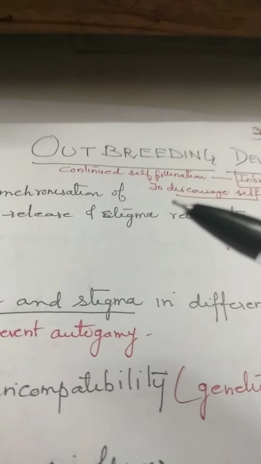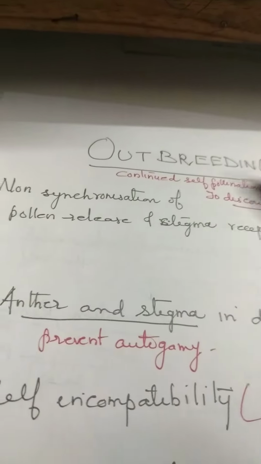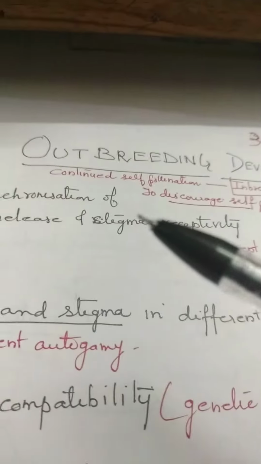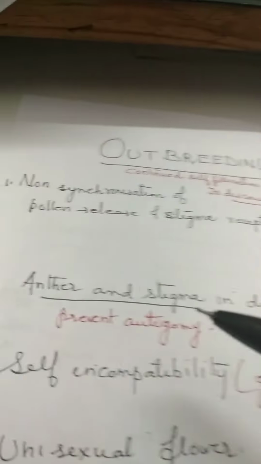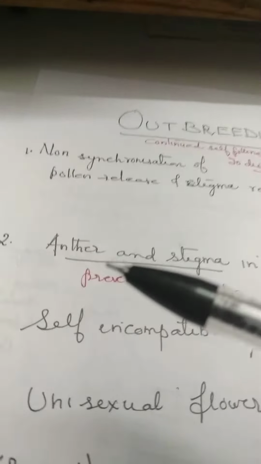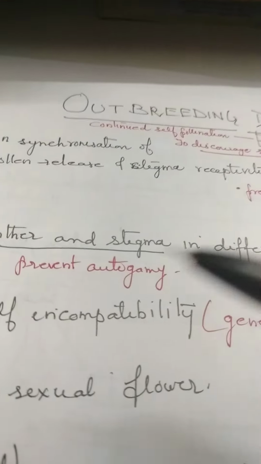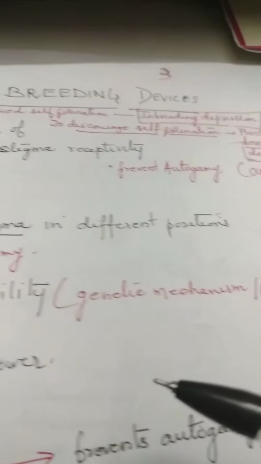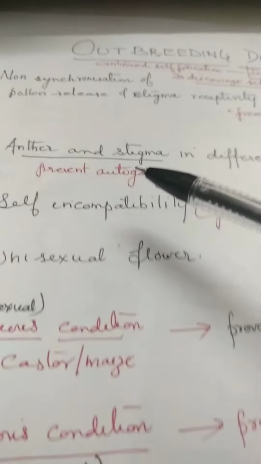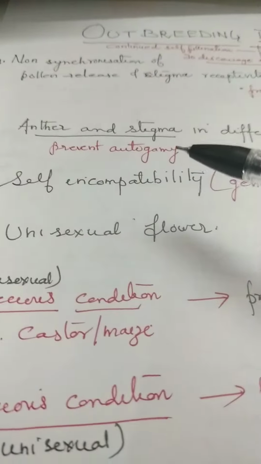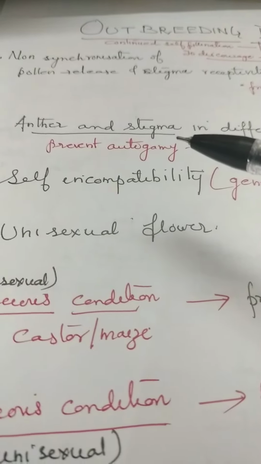If the stigma is becoming mature and the pollen grains are not mature, then also what happens? This pollination will not take place. That is, we can prevent the autogamy. Then another outbreeding device is that the anther and the stigma are in different positions. That is, they are placed in different positions to prevent the autogamy. This is another outbreeding device.